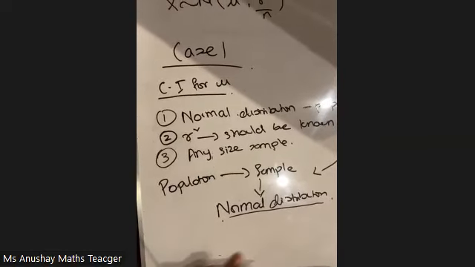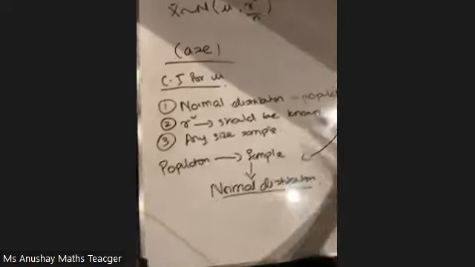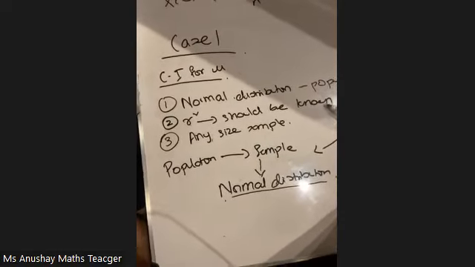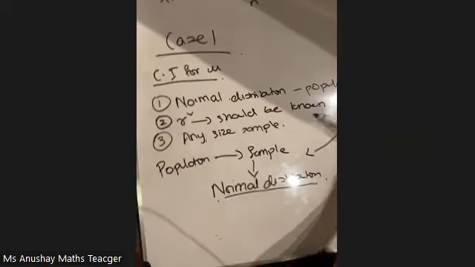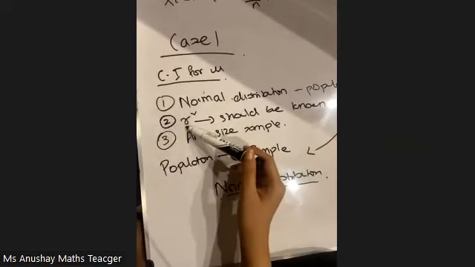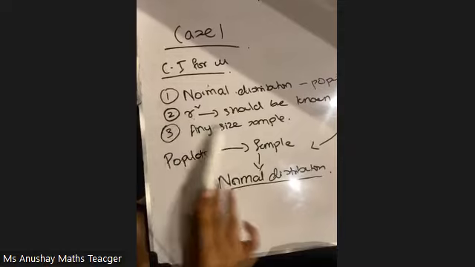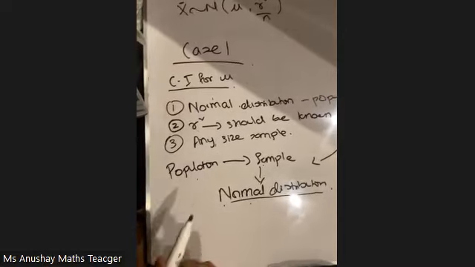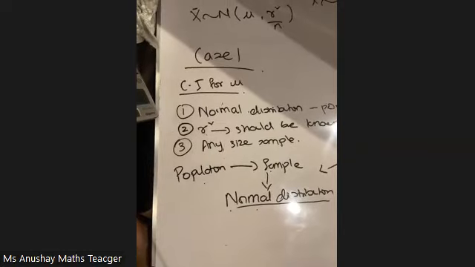So what does the first case say? The population has a normal distribution. The variance is given in the question. If these 2 apply, then for any size sample, the sample will be of a normal distribution. Can we do an example? Yes, we will be doing an example right now.